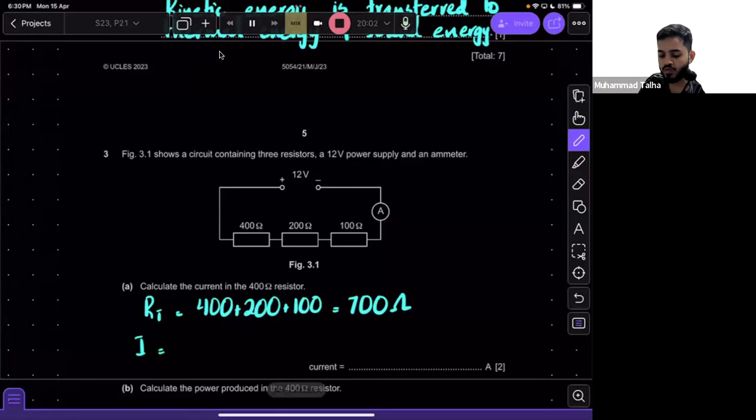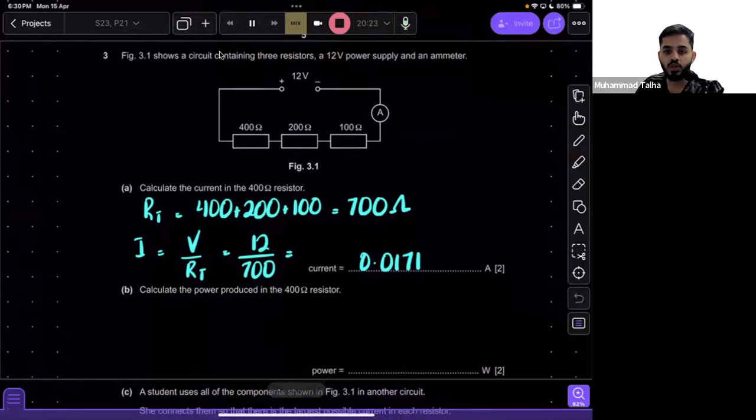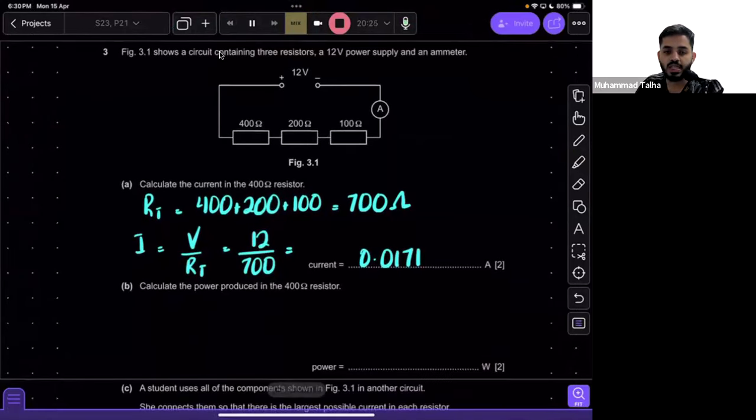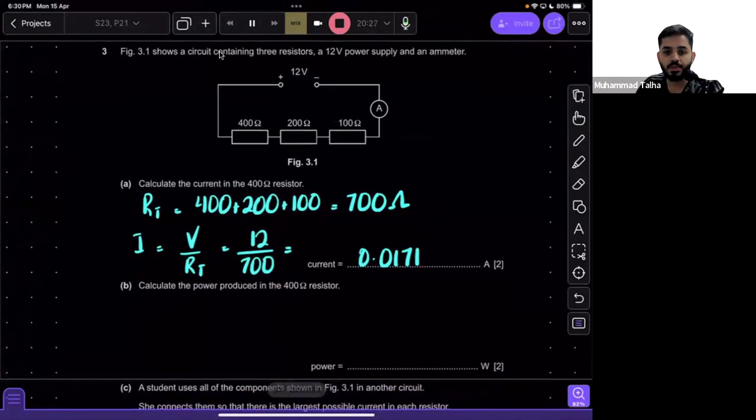And then I'll just use V equals IR. So I would be V over RT. So V is 12, RT is 700. So if you just find this out, 0.0171 amperes, correct to 3SF, right? You could also give it just to 2 by saying it's 0.017.